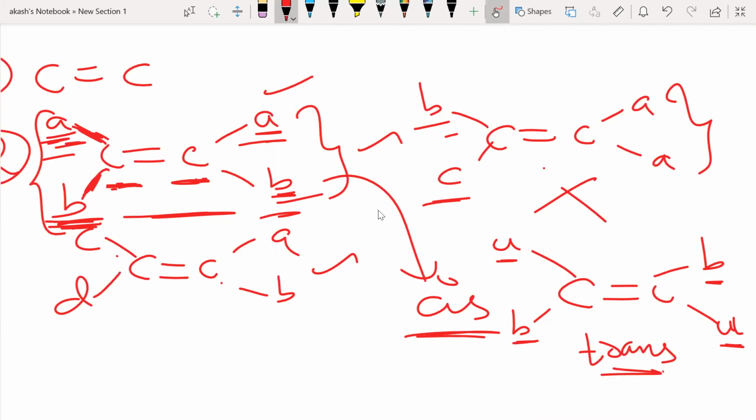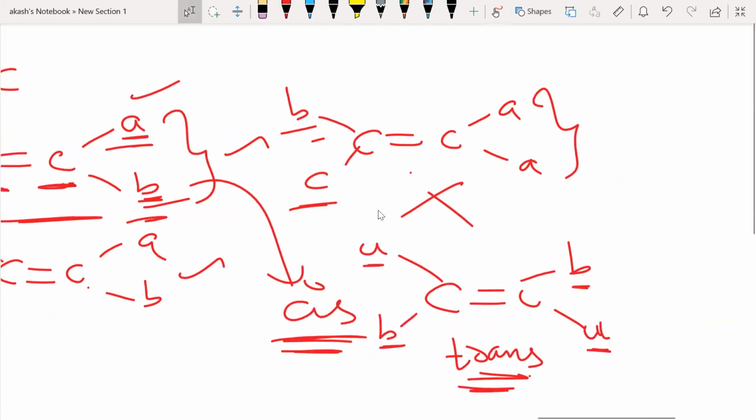The geometrical isomers are only two types, I mean, two forms. One is the cis form, where the groups are on the same side, and the other is the trans form, where the groups are on opposite sides. Okay, fine. So let us take some good examples.